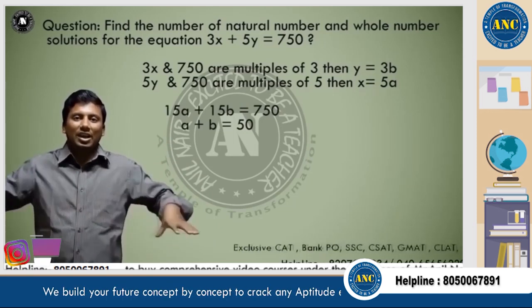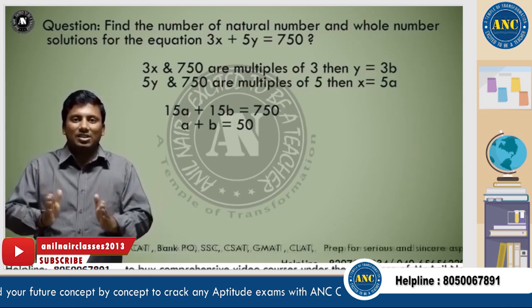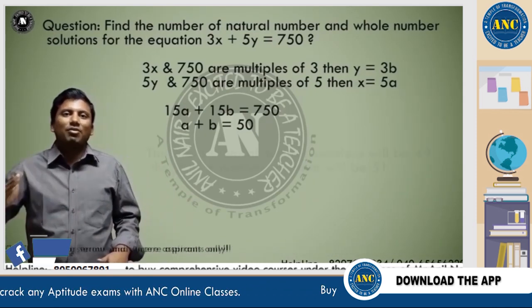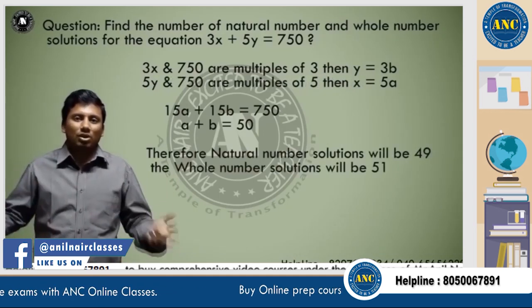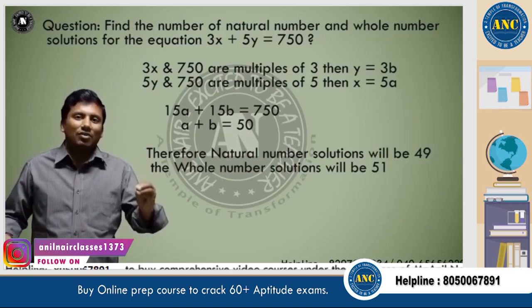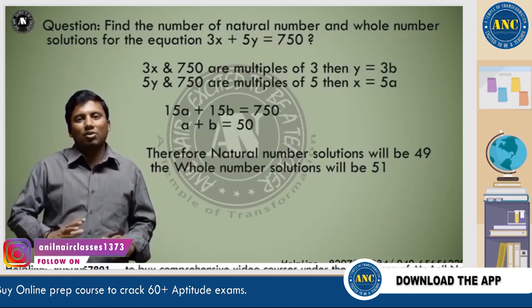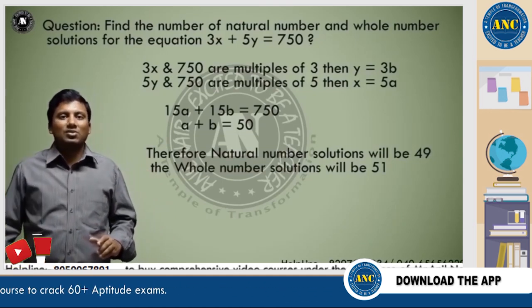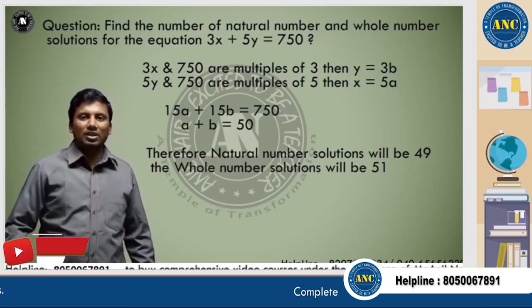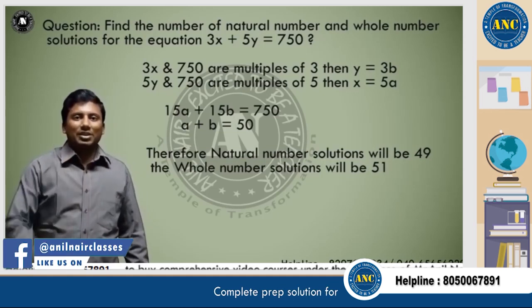If 50 balls are kept, there are 49 spaces. Select any one space: 49C1. The answer will be 49 for natural number solutions. Since both of them are factors of the constant, the x value will be 0, and the y value will be 0. Whole number solutions will be 51. I hope you have understood how to solve this by using the PNC method.